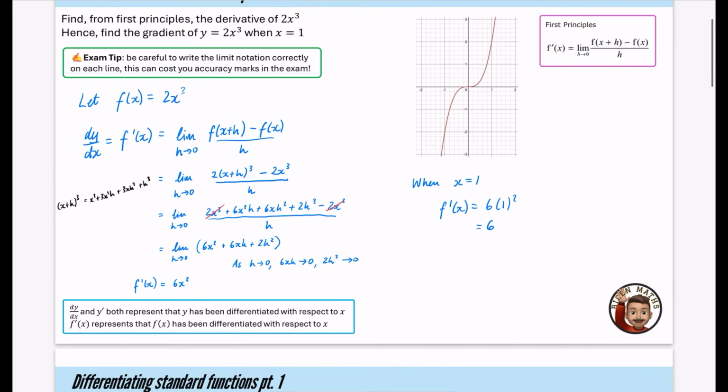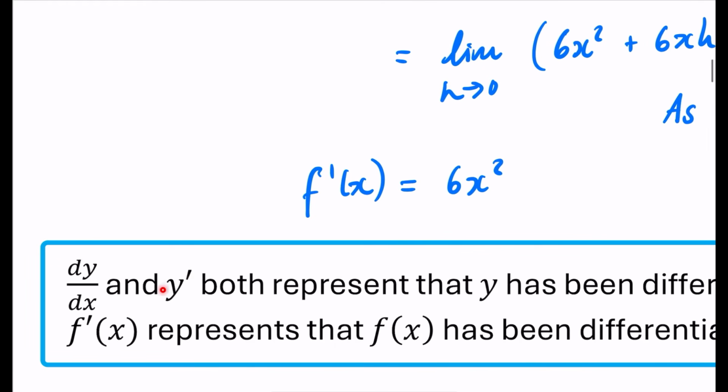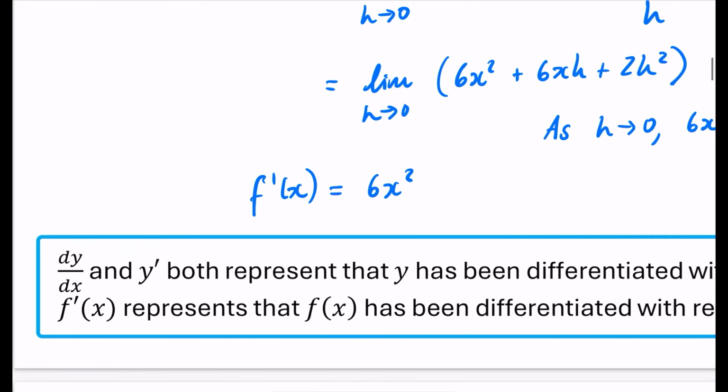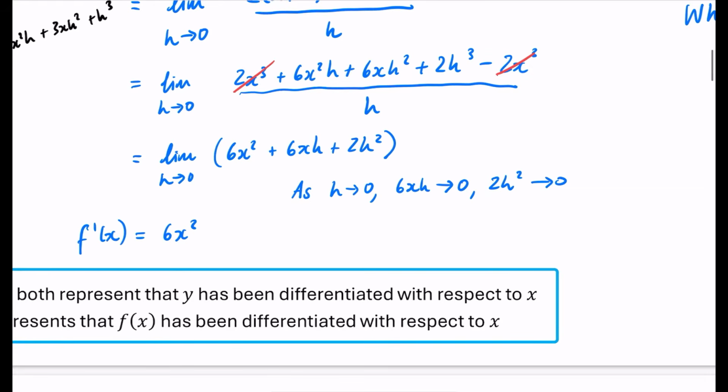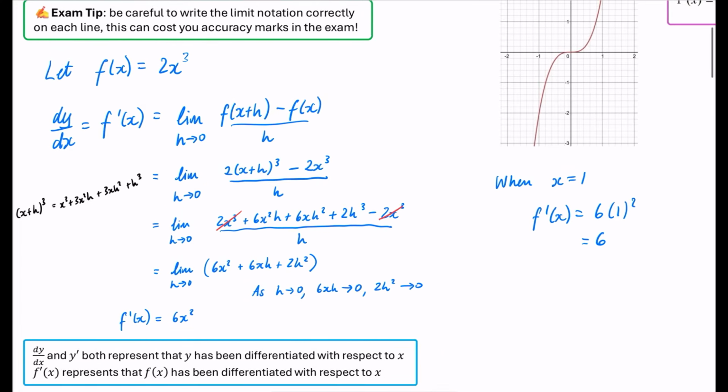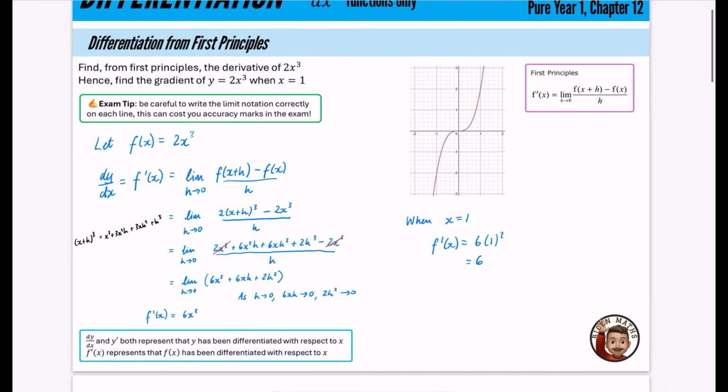Now I have got a little note down here that you could use dy by dx instead of f dash x, and actually you could also use this y dash. You might see this less commonly, but if you do further maths, you'll see this dash notation used quite a lot more. They both represent that y has been differentiated with respect to x. Well, this one definitely with respect to x. Y dash, it could be with respect to whatever the other variable is. And f dash x represents that f of x has been differentiated with respect to x. So if you did this with the dy dx notation, it would still be absolutely fine as well.